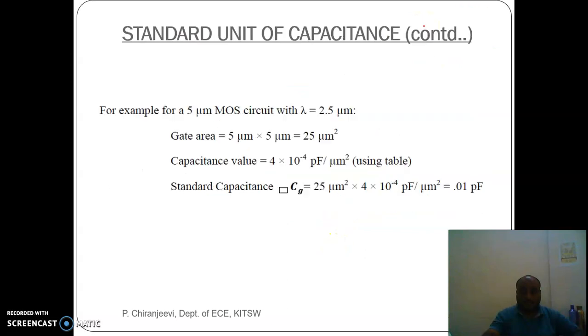So let us solve a few examples on this. For example, if the technology is 5 micrometer technology, then we can say its lambda value is 2.5 micrometer.